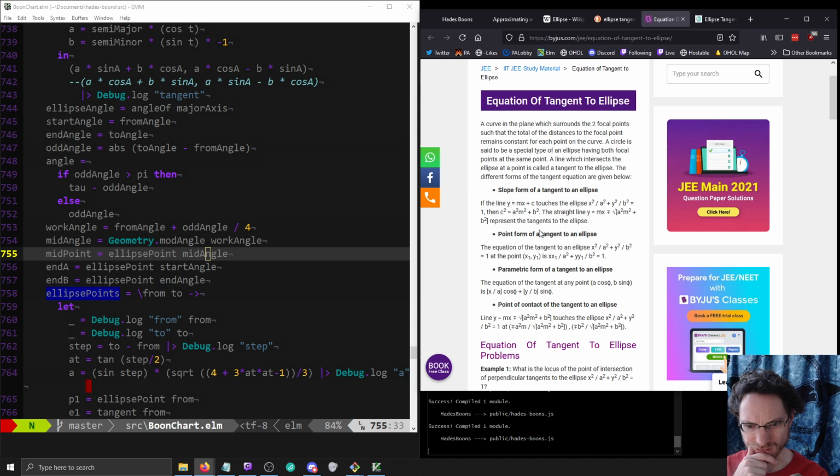X divided by A cos, parametric form of tangent to an ellipse, at any point. But that feels like it's a circle point, because it's just cos and sin. Oh, are A and B the semi-major and semi-minor? They're not really defining their terms here.